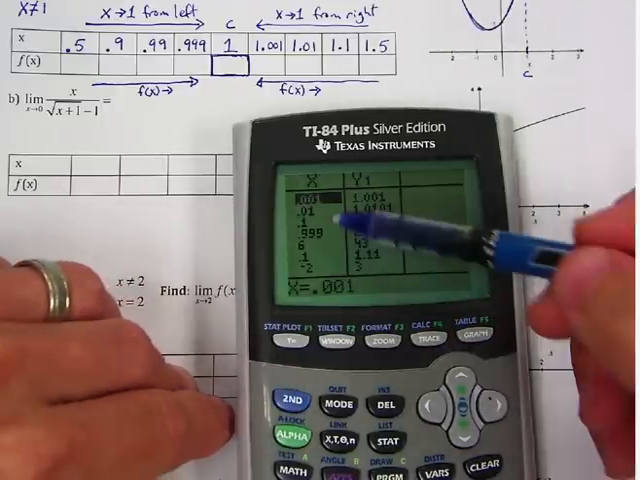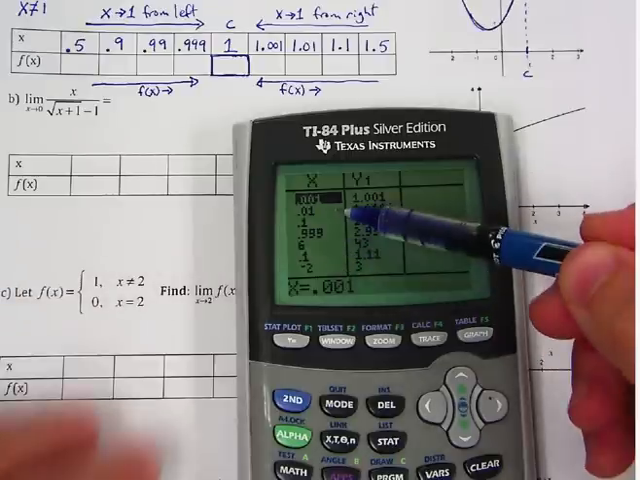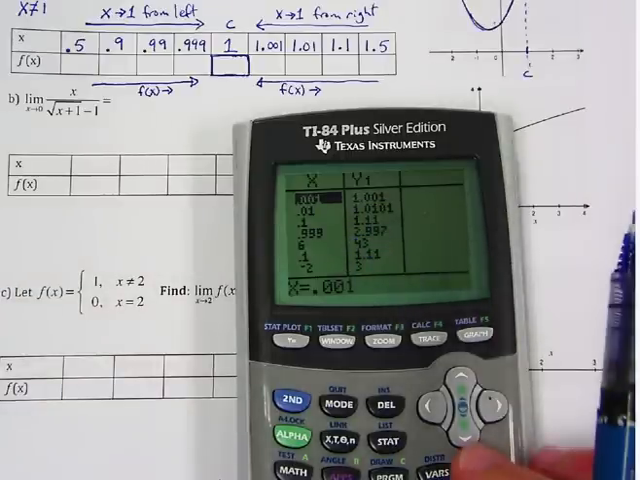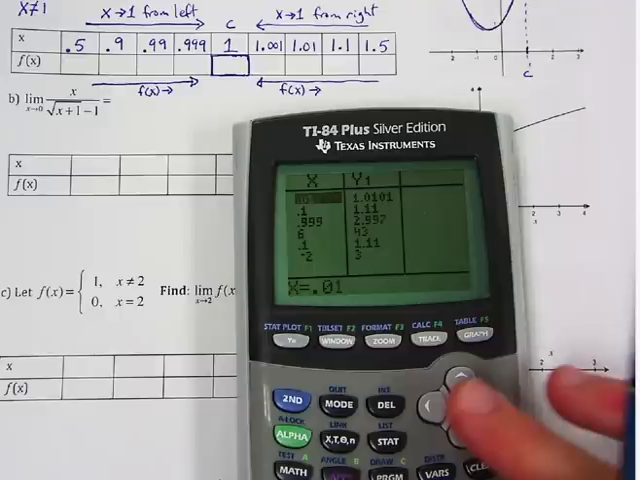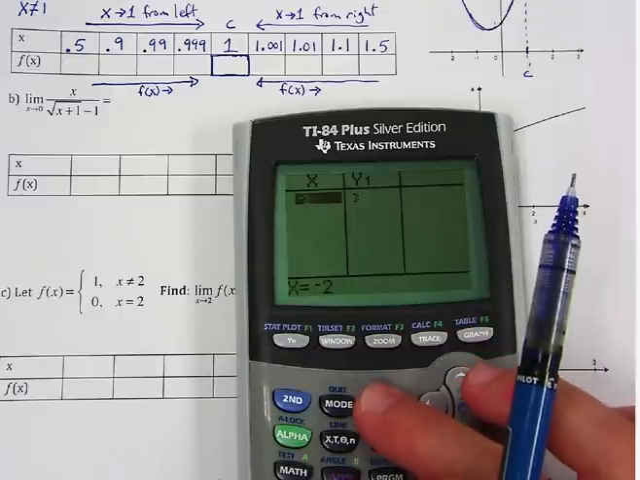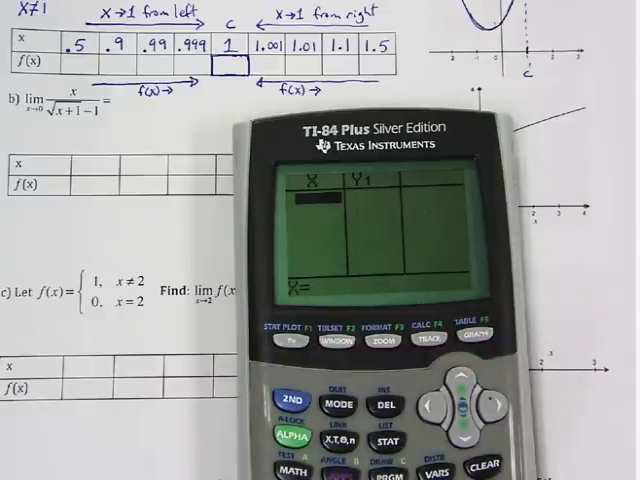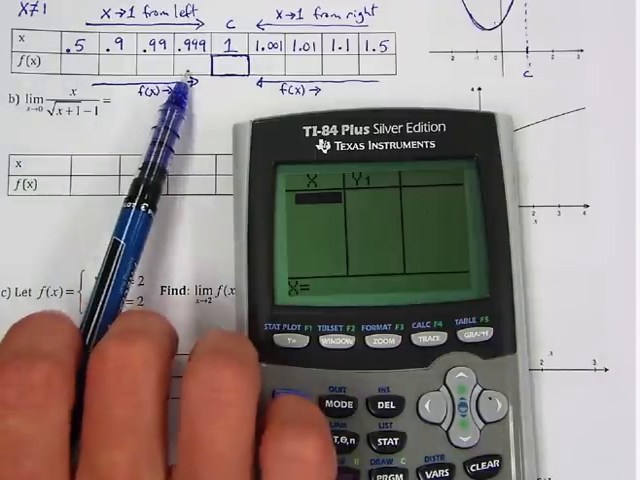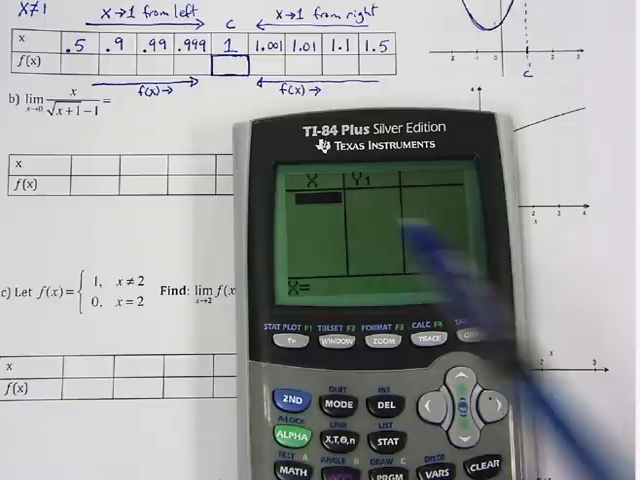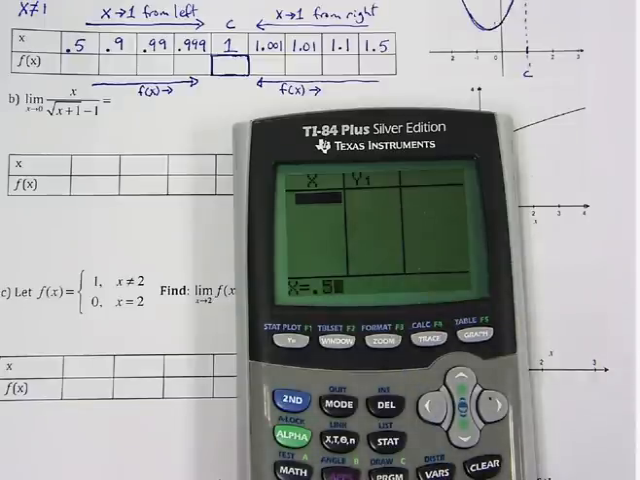Now I already have values in here. You may or may not, and it doesn't really matter. We can clear them out by hitting delete. Okay, now we have a blank slate. So we're just going to type in these x values now, and it's going to spit out the y values, or f of x. So 0.5, 0.9, 0.99, 0.999.